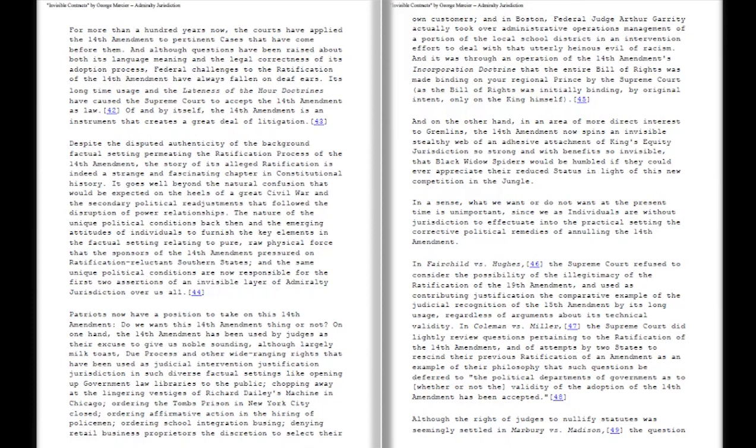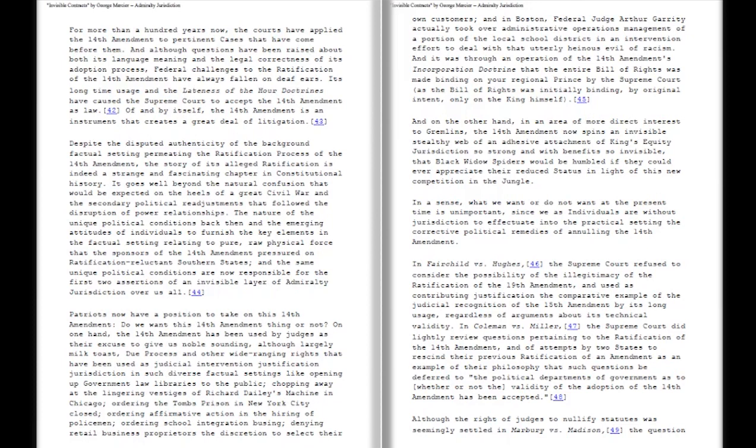In a sense, what we want or do not want at the present time is unimportant, since we as individuals are without jurisdiction to effectuate into the practical setting the corrective political remedies of annulling the 14th Amendment. In Fairchild v. Hughes 46, the Supreme Court refused to consider the possibility of the illegitimacy of the ratification of the 19th Amendment, and used as contributing justification the comparative example of the judicial recognition of the 15th Amendment by its long usage, regardless of arguments about its technical validity.